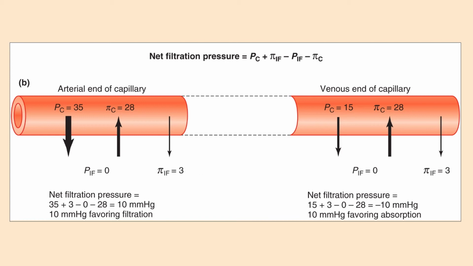And so if we do the math for the venule end of the capillary, we add together the forces that promote filtration, and from that we subtract the sum of the forces that promote absorption, and we end up with a negative number. Negative 10 millimeters of mercury tells us that at this point along the length of the capillary, and we're near the venule end of the capillary, these forces sum in such a way as they promote absorption. So at the venule end of the capillary, more water and solutes are going to leave interstitial fluid and enter the blood.